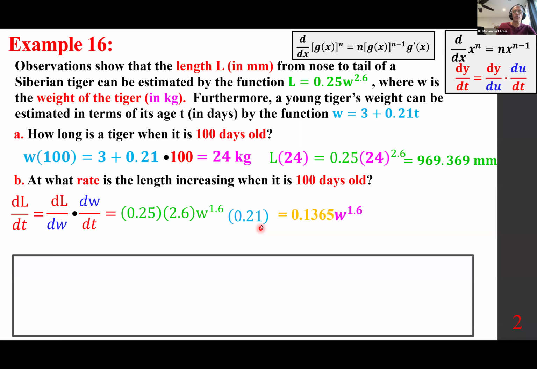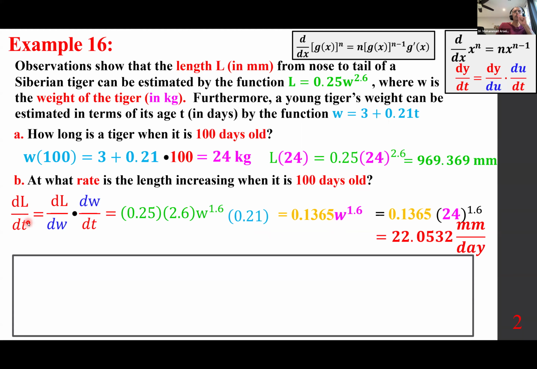And we have two choices. We can replace the W with the function 3 plus 0.21t, or because we are interested in the rate when it's 100 days old and the weight is 24 kilograms, replace the W with 24, and you come up with the answer: 22.0532 millimeters per day, dL/dt, units of length over units of time.